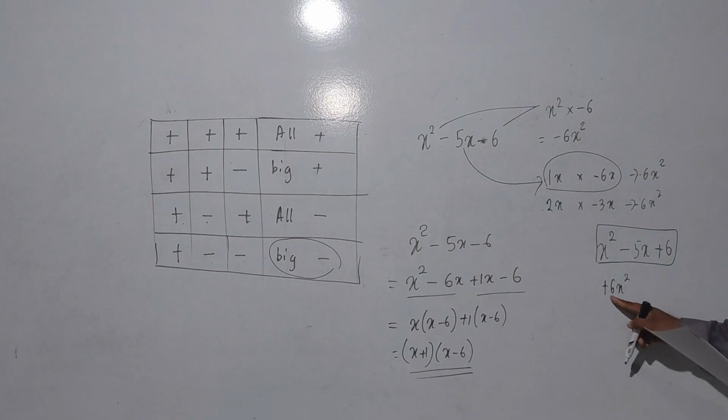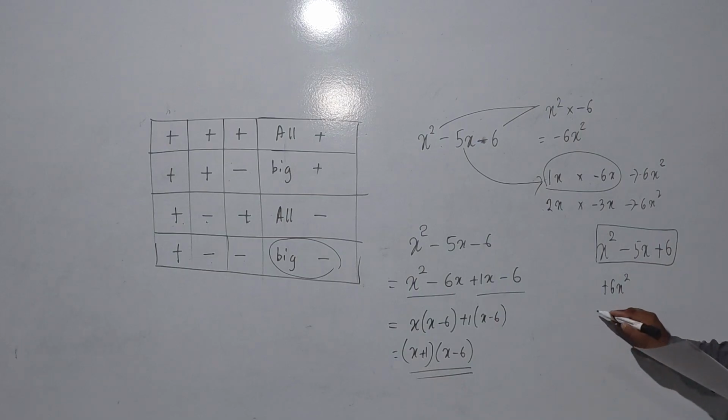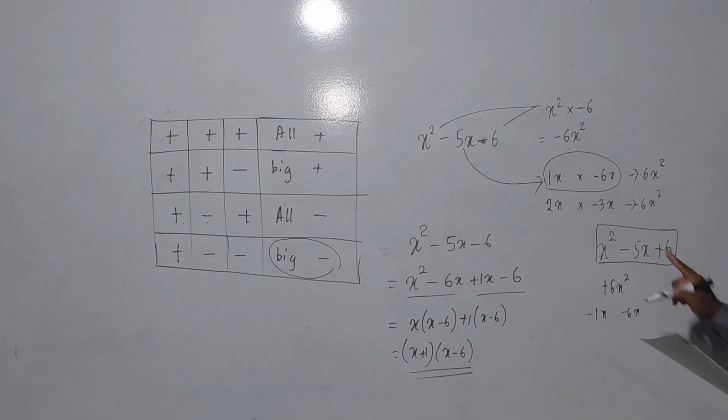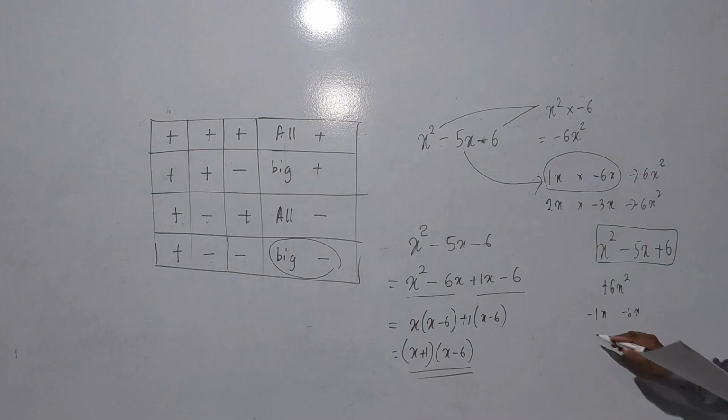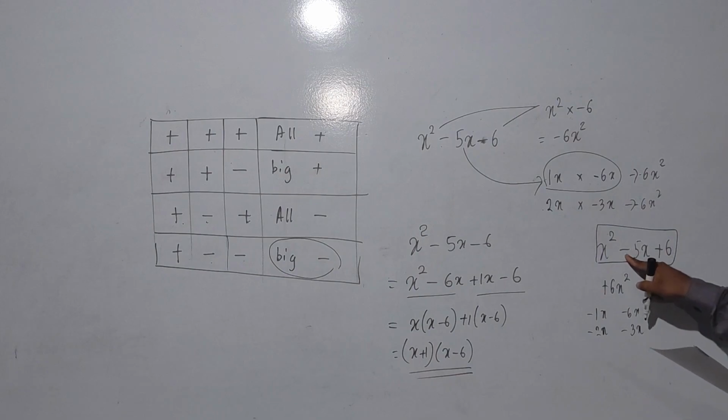Now we have to make this plus 6x squared from both terms being negative. So 1x into 6x, both negative. Will it make minus 5? No. They make minus 7 because minus 1 and minus 6 is minus 7. Then minus 2x into minus 3x will make plus 6x squared. And also minus 2x and minus 3x make minus 5x. So the required value is this one.